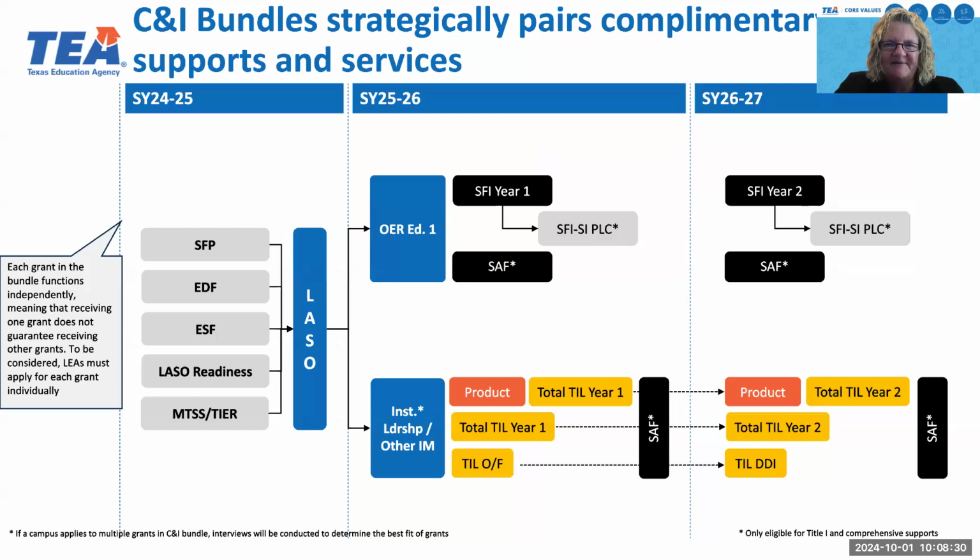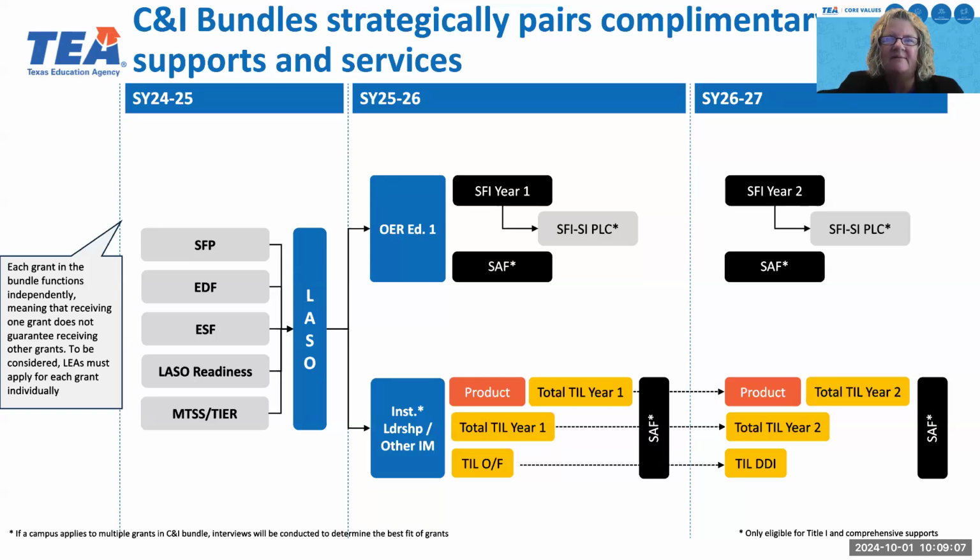So here is a very busy slide. It is where we are looking at the strategic bundling of complementary supports and services. Similar to the previous slide, it is showing you a timeline of the involvement of our grant offerings. In year 24-25 and before, we had several separate endeavors: Strong Foundation Planning, Effective District Framework, Effective School Framework, LASO Readiness, MTSS, Multi-Tiered System of Support, and Tier. We pulled all that into LASO.